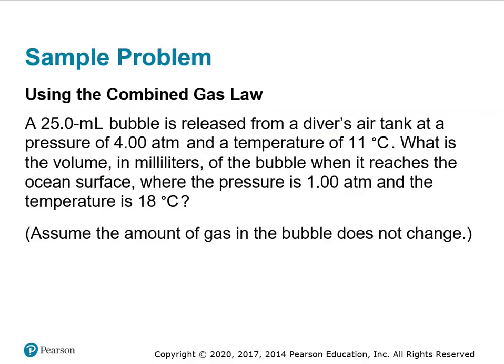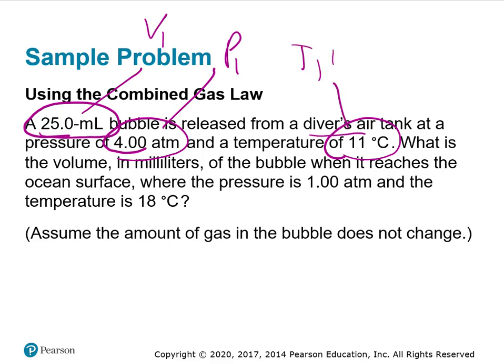Let's do a sample problem. We have a 25 milliliter bubble. That's a volume. It's released from a diver's air tank at a pressure of 4 atmospheres and a temperature of 11 degrees Celsius. Let's add 273. What is the volume in milliliters?